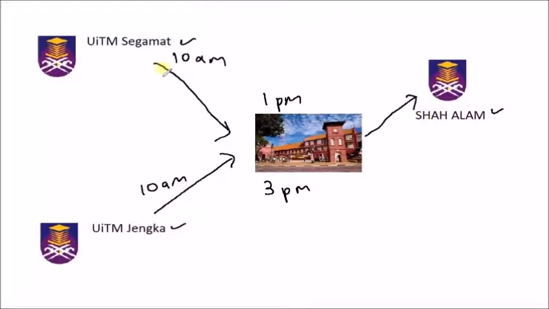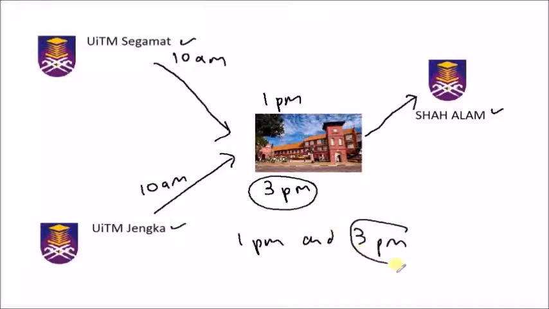Even though the team from Segamat arrives early at 1 PM, the team has to wait for the team from Jengke to arrive at 3 PM. So the earliest time the bus can leave for Shah Alam is 3 PM. Therefore, between 1 PM and 3 PM, the earliest start is the bigger value, which is 3 PM.